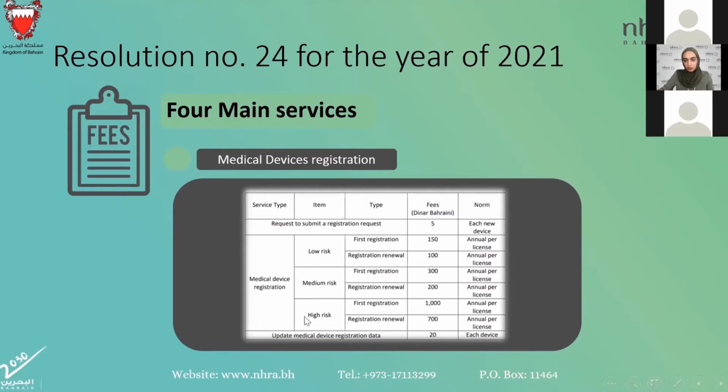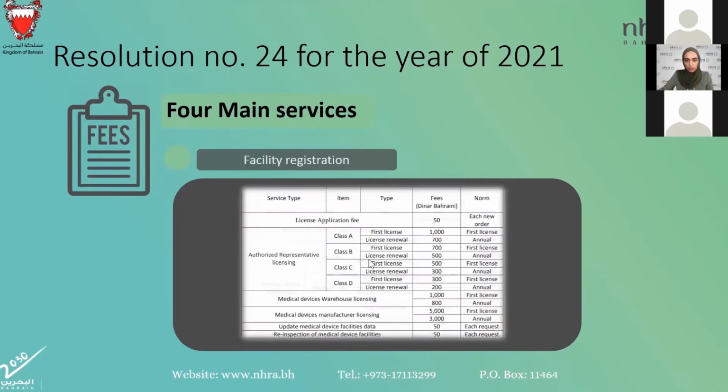Then after issuing the certificate, if there is any variation to the device itself, the fees for variation will be 20 BD per device. When we talk about a device, it is the device itself. Please don't get confused between it and importation criteria. I will explain that now in the coming slide.